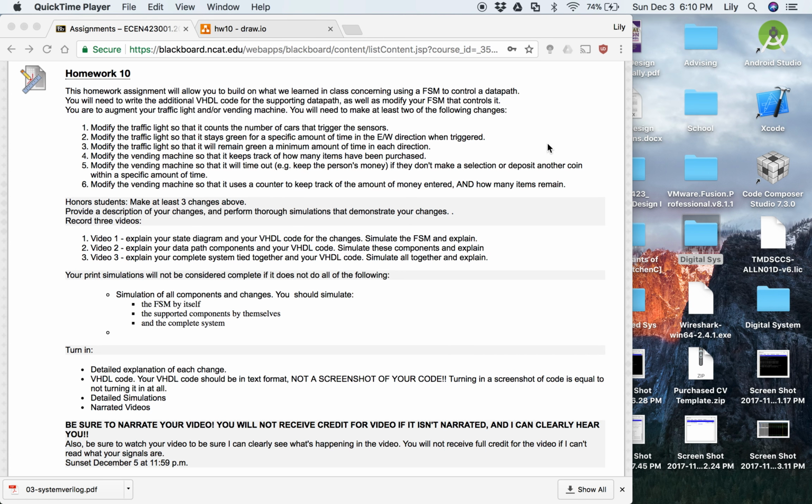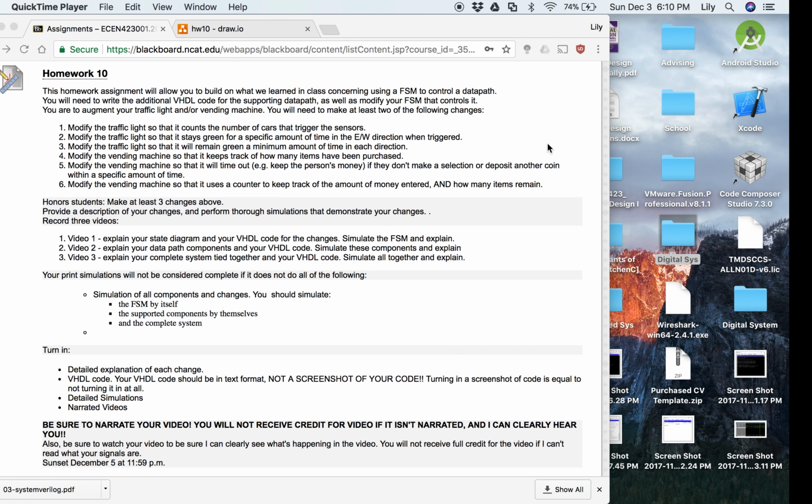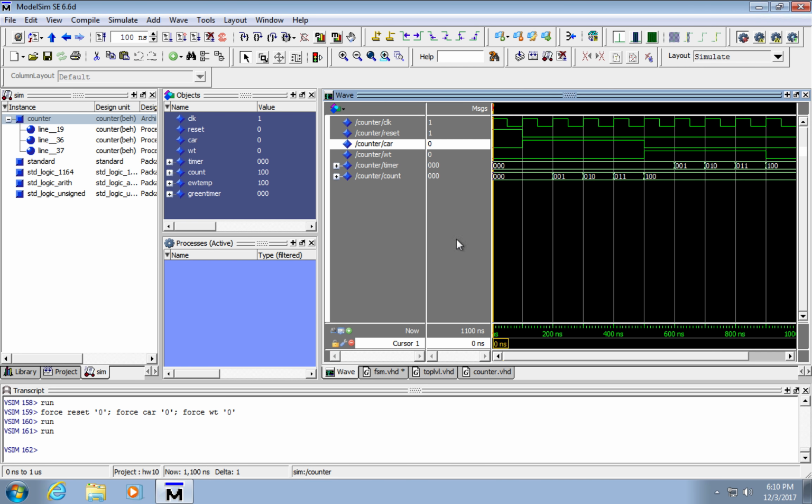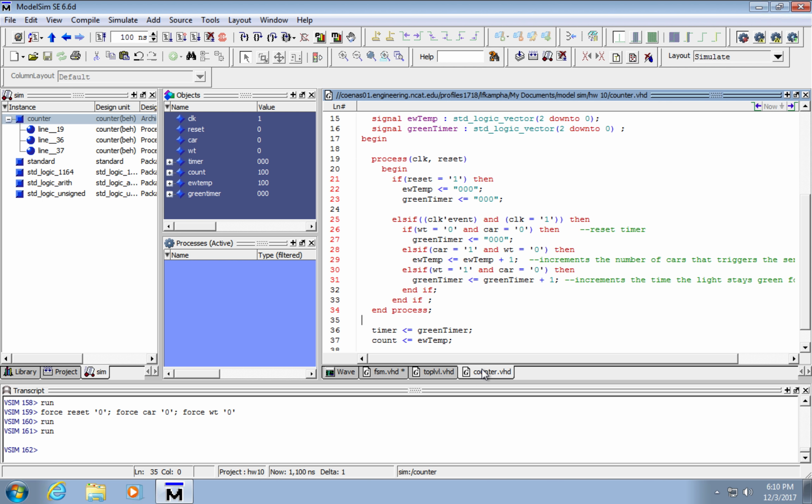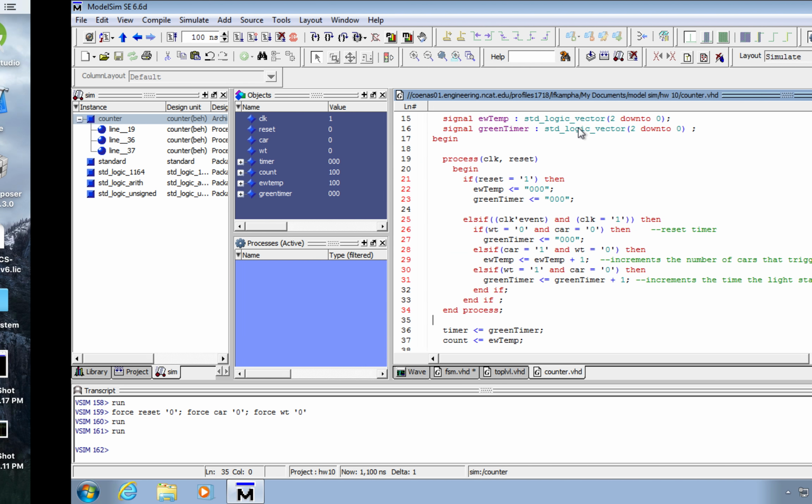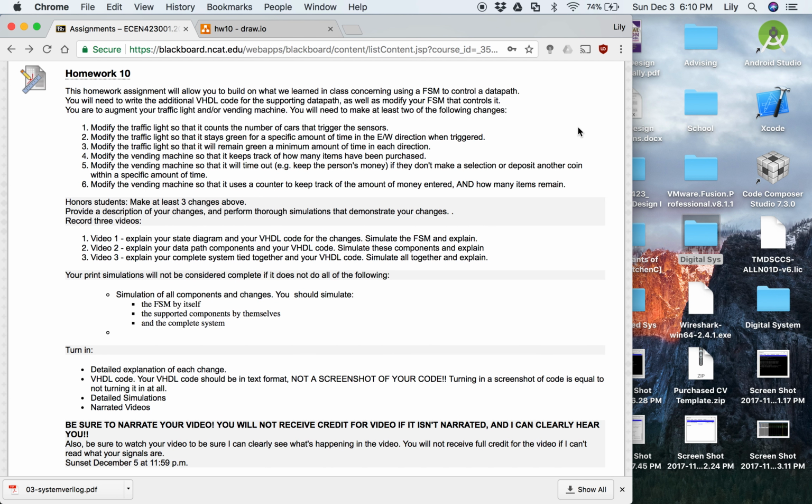Second part of homework 10, I'm going to demonstrate the counter for the traffic light. And just a reminder of what this one does: the counter is counting the number of cars that trigger the sensors, and also maintaining that east-west remains green for a certain amount of time once it's been triggered.